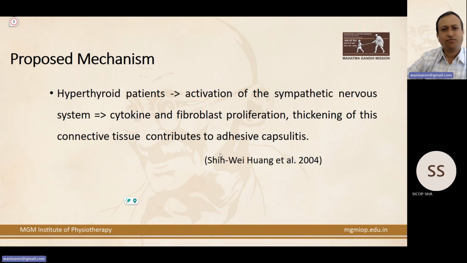The proposed mechanism for the development of adhesive capsulitis in patients with hyperthyroidism is that, in hyperthyroidism, the activation of the sympathetic nervous system is increased. Because of that, fibroblastic proliferation happens. Because of this, thickening of connective tissues like the capsule, ligaments, and tendons around the shoulder joint happens, which contributes to the development of adhesive capsulitis.